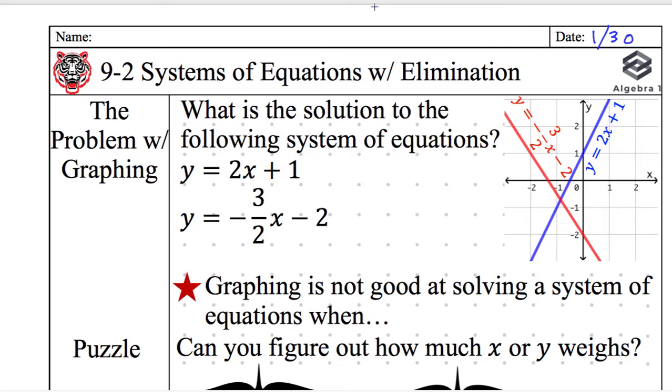Gunner, be writing. All right, so let's talk about what our previous way of solving was. Previously, we did graphing, right? The problem with that is as follows. So let's say I have these two equations, 2x plus 1, negative 3 over 2x minus 2, and it's in slope-intercept form. I did that graphing for you, so you don't need a ruler today.